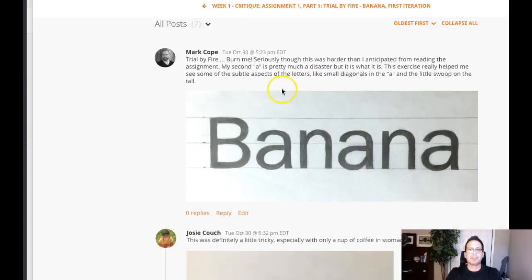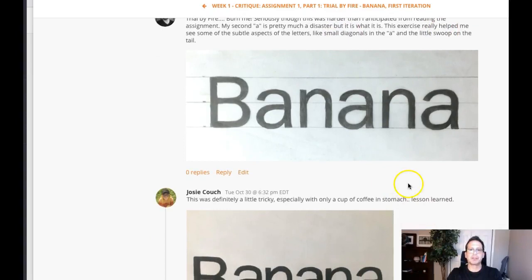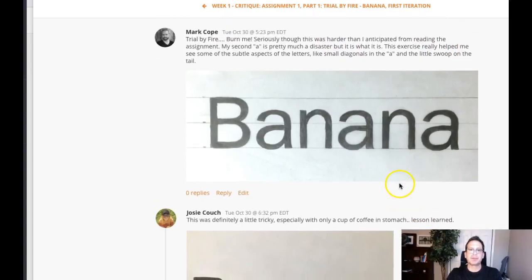All right, banana. Harder than you anticipated, and absolutely, I totally agree with that. I think that when you read the instructions and the assignment specs, you're like, oh yeah, no problem, this would be easy. But as we find out, it's a little bit trickier than those specifications might otherwise indicate.